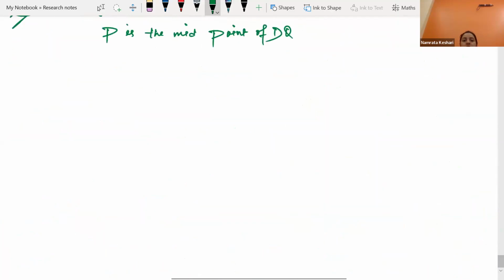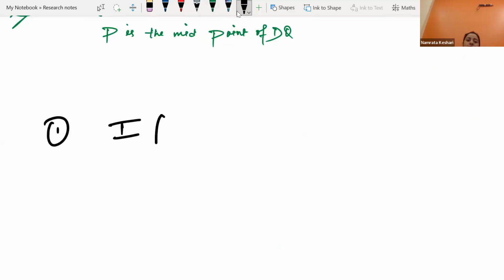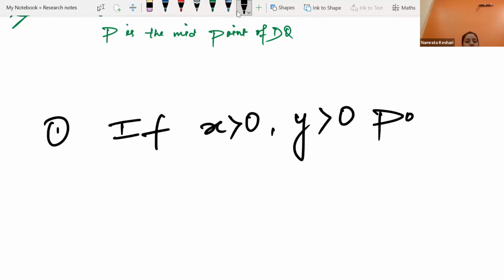Coordinate geometry chapter you were having over here, right? So if I ask you a fill in the blanks question: if x is greater than 0, y is greater than 0, the point lies in which quadrant?